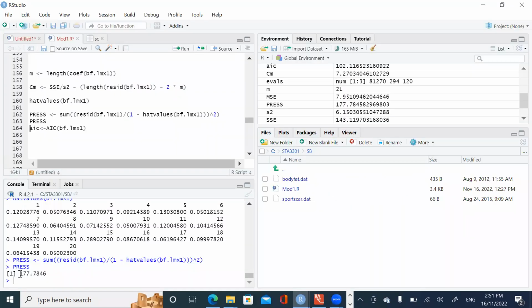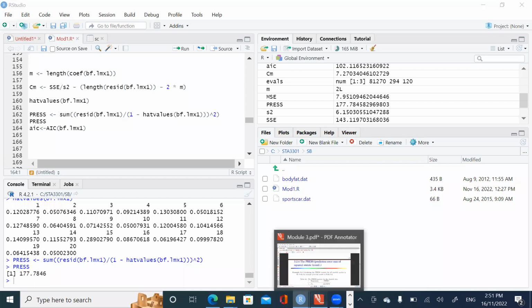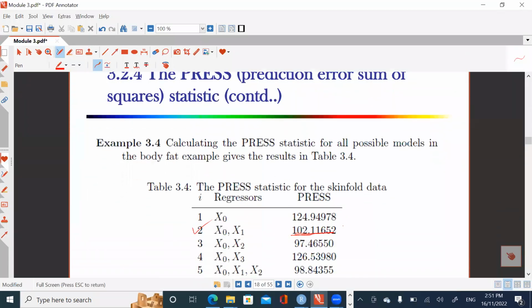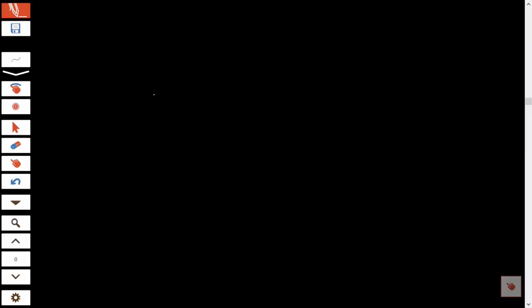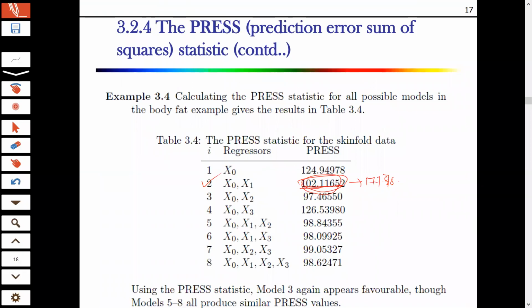It should be 177.78. You can check this. I think this is wrong. So similarly, you can calculate the Peirce statistic for each of these models and then select the best one with the lowest PSE. So in this case, look here, we can get the lowest. I think this is wrong, but let's say this is correct and this is wrong. So if you calculate this one, the lowest one is 77.97.